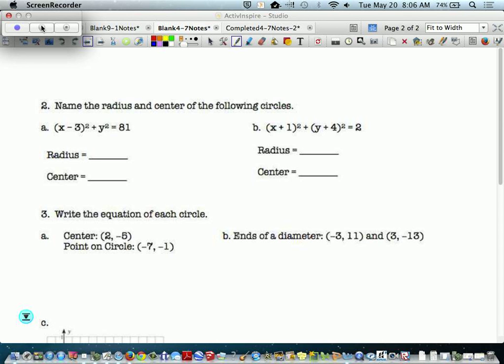For number 2, you're going to do this on your own quickly with somebody sitting near you. Have the discussion about, if I give you the equation, you're going to find the radius and the center on your own. So do that quickly.